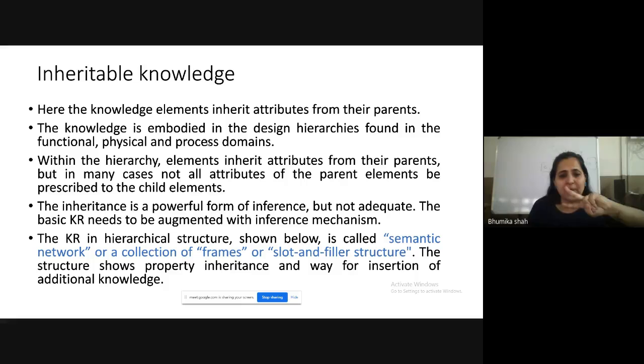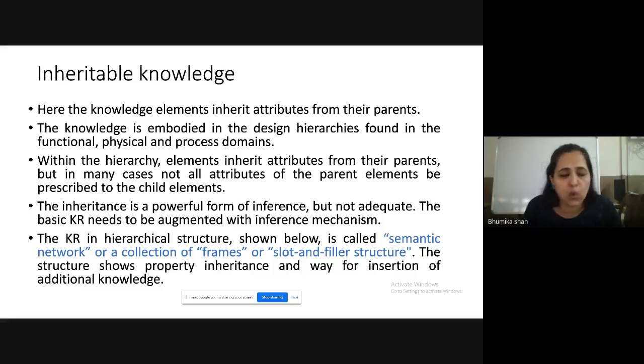Now there are two things. Either the child class wants to inherit all the properties, or the child class may inherit a few of the properties, and it will add on a few properties of its own which it doesn't want to inherit. Right? So this is the concept of inheritance we already know.